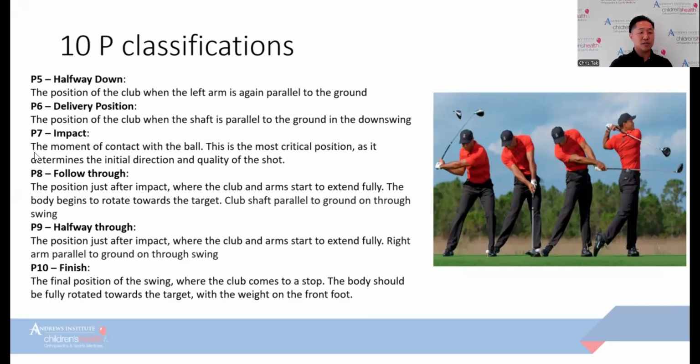The impact, which is P7, is the moment of contact with the ball. This is a very, very critical position. As I mentioned before, if you're open 1 degree, meaning the club head is open this way by 1 degree, that can cause the ball to go 10 yards to the right or 10 yards to the left of the center. So for example, at a distance of 250 yards, let's say you're hitting with a driver, 1 degree of open face could result in a shot going about 13 yards to the right.